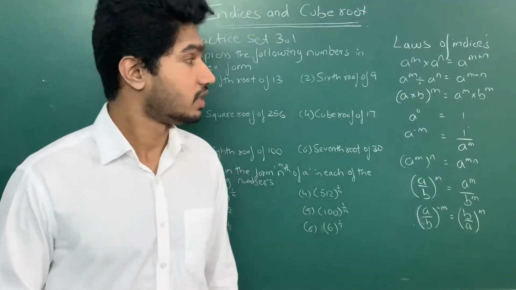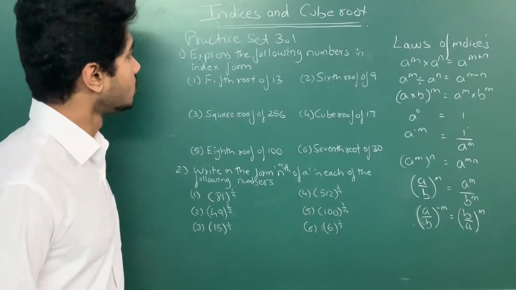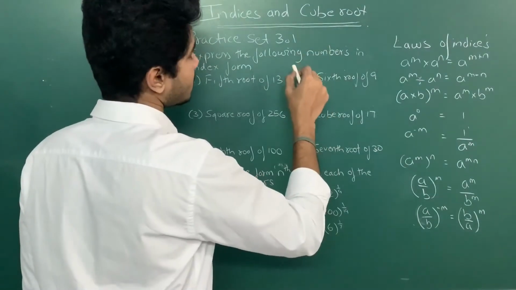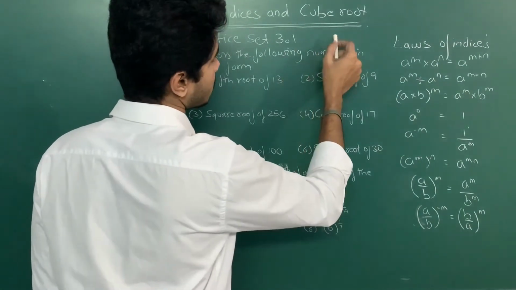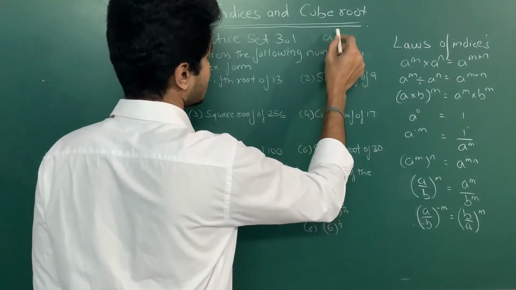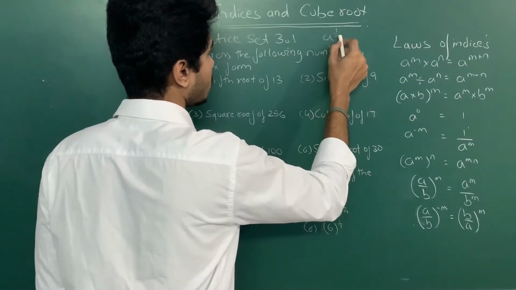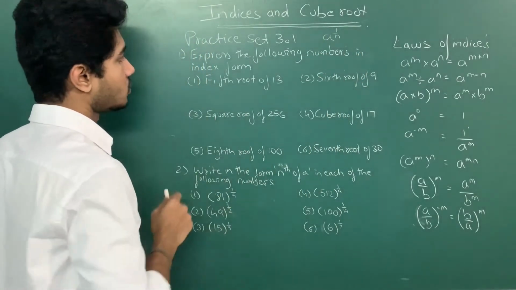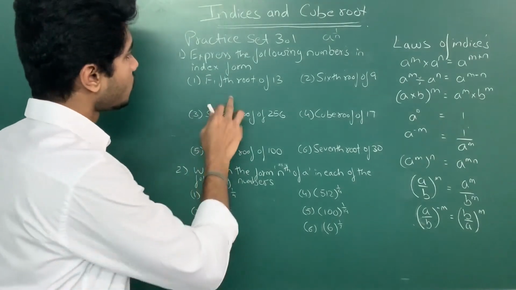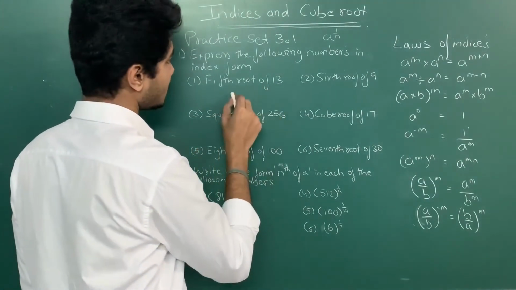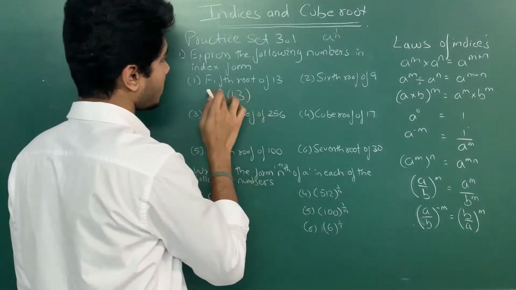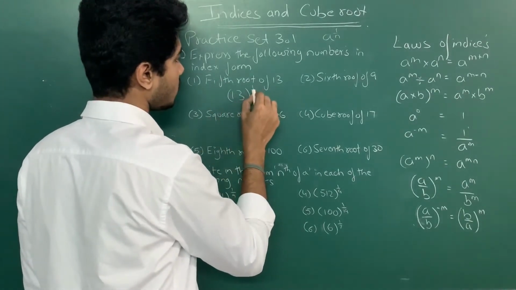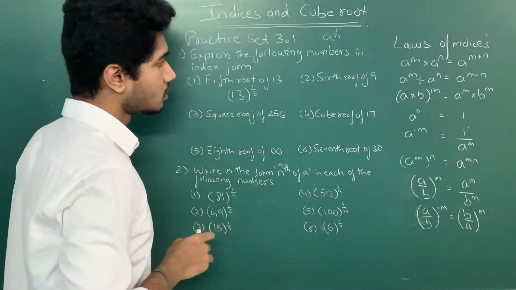Practice set 3.1. First question. Express the following numbers in the index form. For the better understanding, the nth root of any number, that is integer a, is always written as a raised to 1 upon n. Now, let's solve this practice set. Fifth root of 13. So this is written as, यहाँ पे fifth root बोला गया है. So it is written as 13 raised to 1 upon 5.